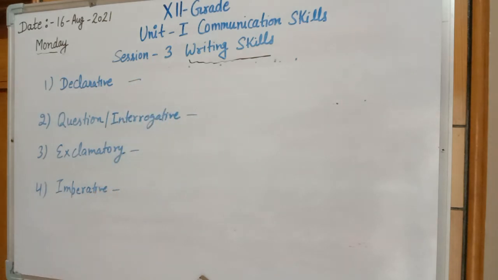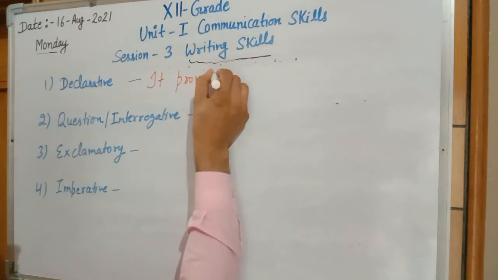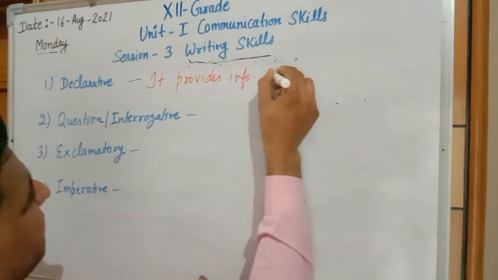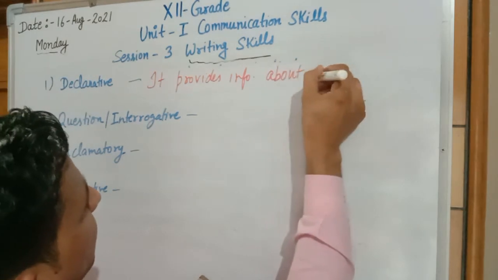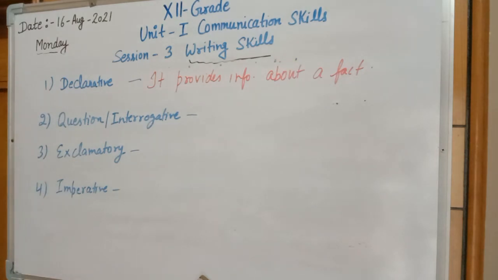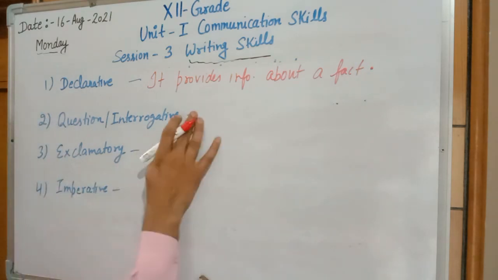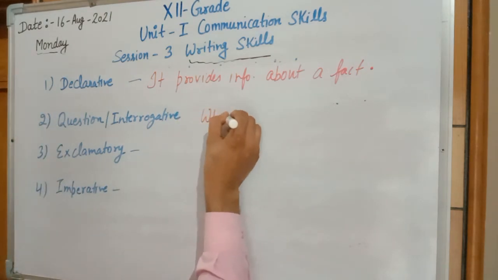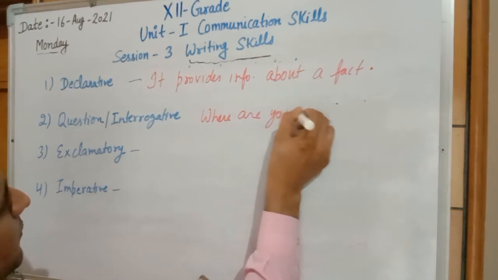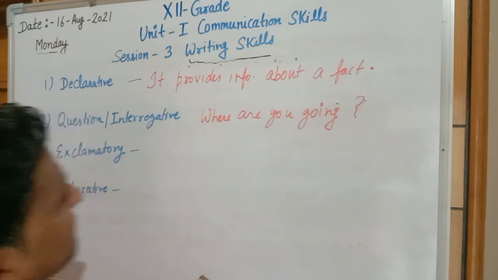Now what is a declarative sentence? A declarative sentence provides information, info about a fact. It always ends with a full stop. And an interrogative is a question statement, like where are you going. It is a type of statement in question form, it ends with a question mark.